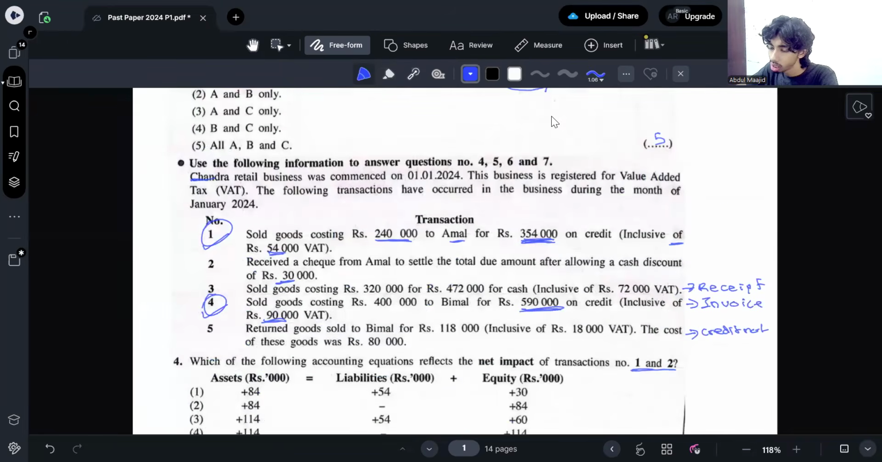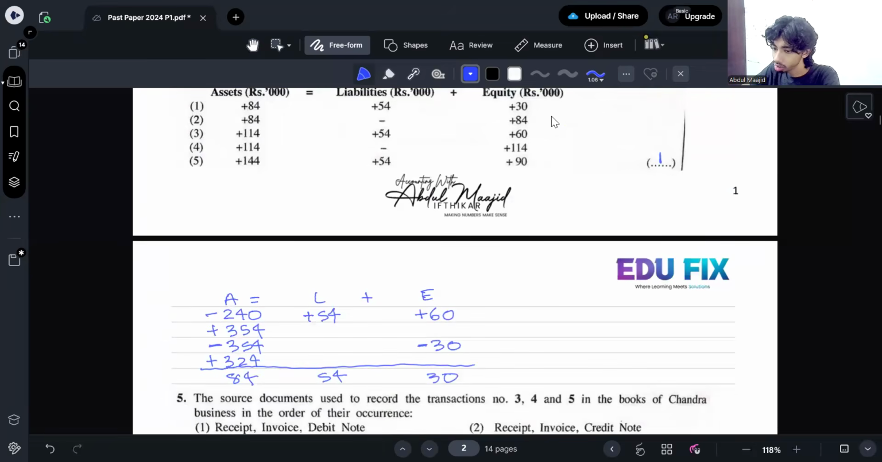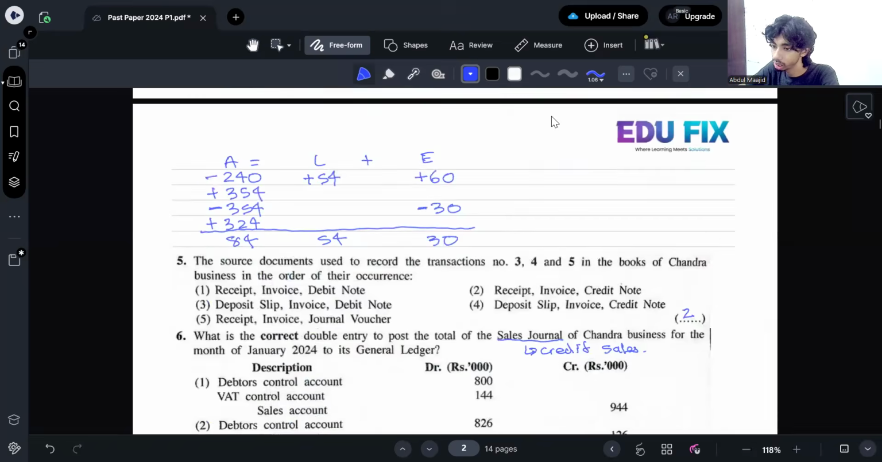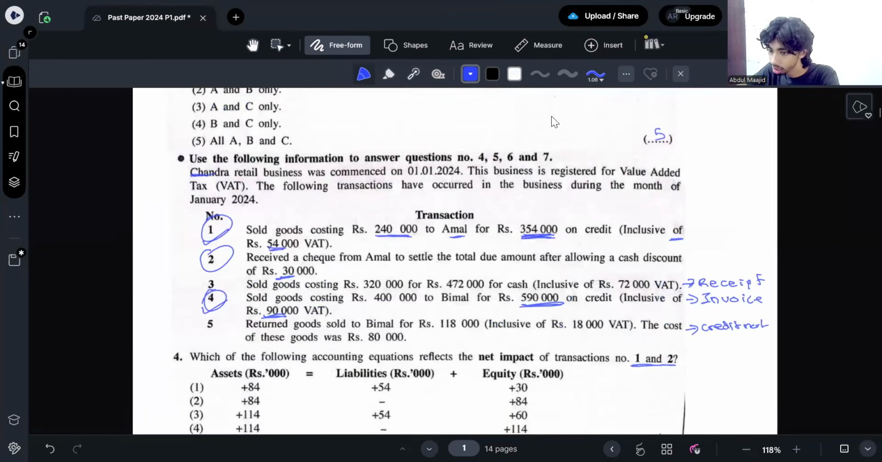In transaction 2, received a check from Amal to settle the total due amount after allowing a cash discount of 30,000. So how much will we receive from Amal? We will receive 324. We found it out. So cash 324, discount will be 30,000. Discount 30,000. Then the second one is recorded.